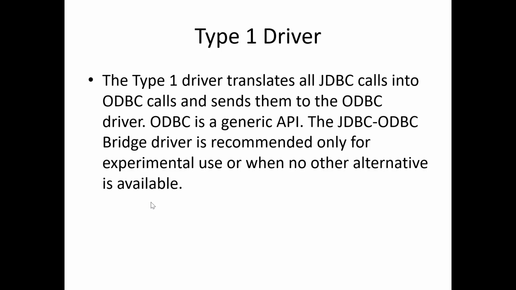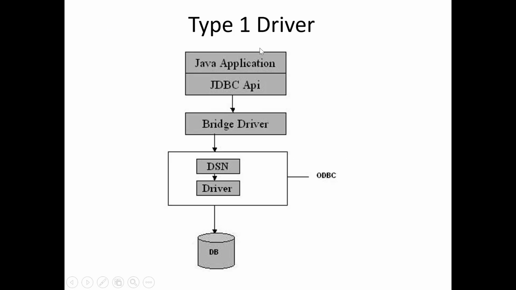And if you look at the architecture of the type 1 driver, we are creating a Java application. Our program is talking to the JDBC API and then the bridge driver. What is this bridge driver? The type 1 driver is also known as the bridge driver for short. And that is talking to what? ODBC. What is this ODBC? It is a generic API, as I said. What does it contain? It contains something called a DSN, which stands for data source name.